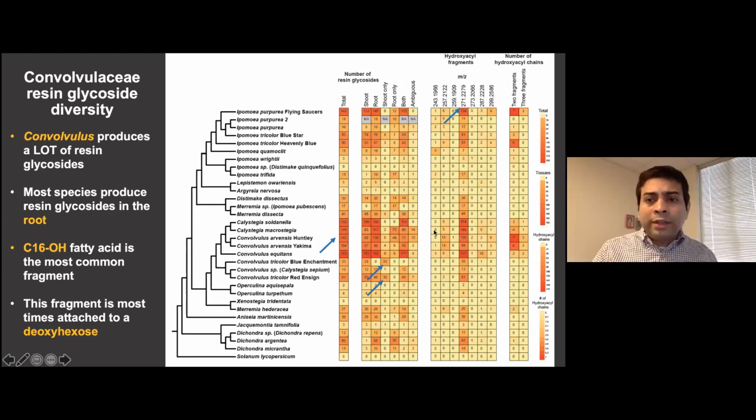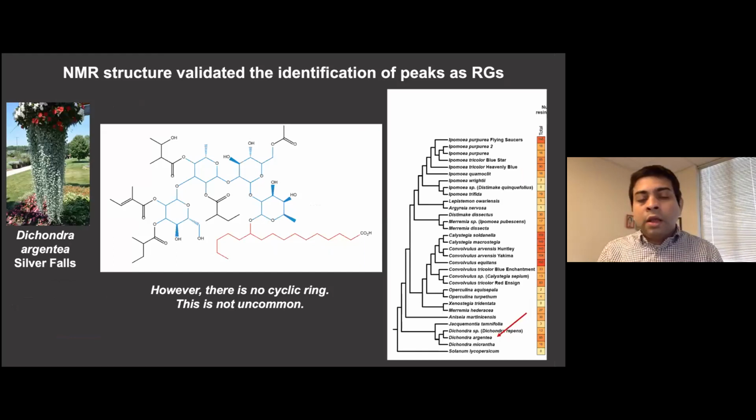And I'm not showing this, but in most cases, we were able to show that these C16 hydroxylated fatty acids are attached to deoxyhexose instead of hexose or pentose sugars. Now, all of this is based on MS/MS fragmentation patterns.